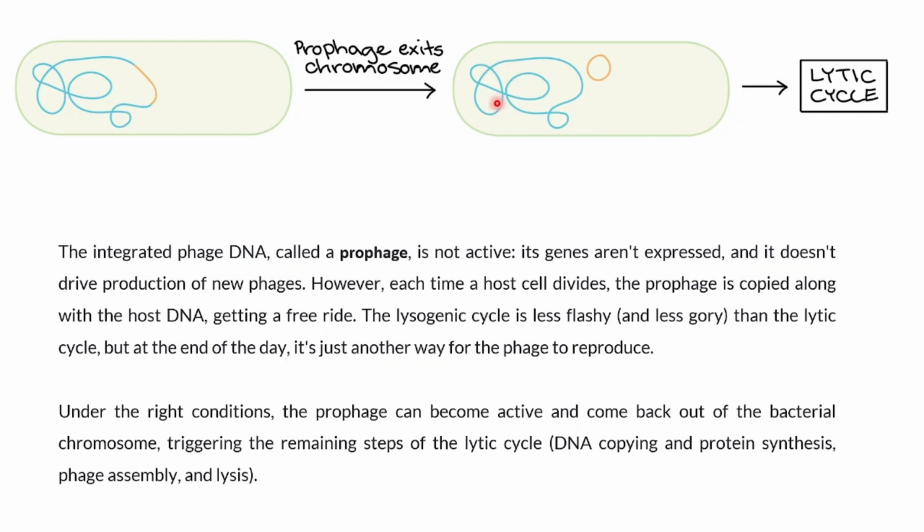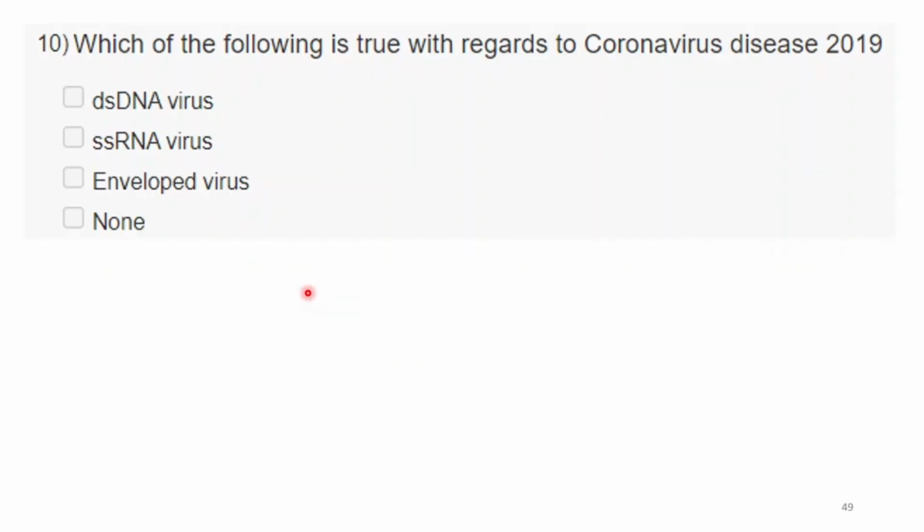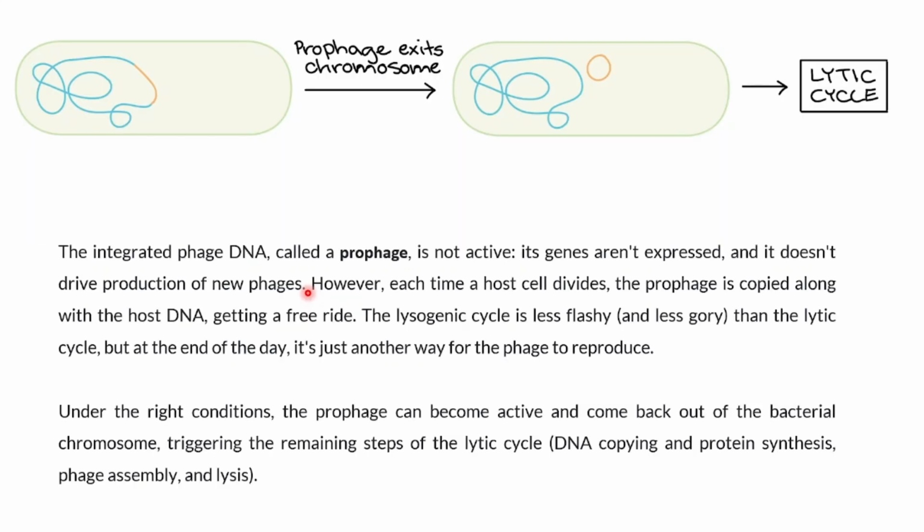So under the right conditions, the prophage can become active and come out of the bacterial chromosome, triggering the remaining steps of the lytic cycle, like DNA copying and protein synthesis, capsid assembly, phage assembly, and lysis. So how does a phage decide whether to enter the lytic or the lysogenic cycle when it infects a bacterium? One important factor is the number of phages infecting the cell at once. Larger numbers of co-infecting phages make it more likely that the infection will use the lysogenic cycle, and this strategy may help prevent the phages from wiping out the bacterial hosts by toning down the attack if the phage to host ratio gets too high.